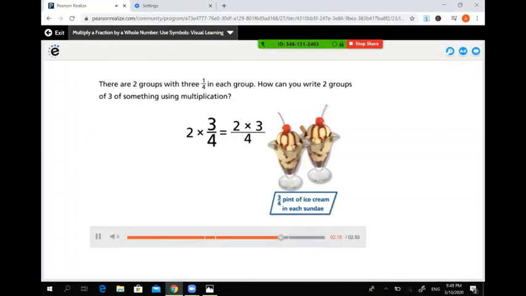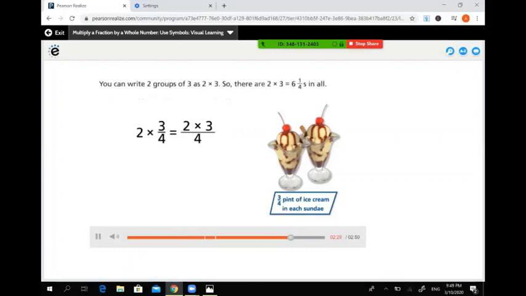2 groups with 3 1/4 in each group. How can you write 2 groups of 3 of something using multiplication? So 3/4 is 3 groups of 1/4. Then 2 times 3/4 is 2 times the numerator 3. The denominator will be the same. 2 times 3 is 6/4. You can write 2 groups of 3 as 2 times 3. So there are 2 times 3 equals 6 1/4 in all.